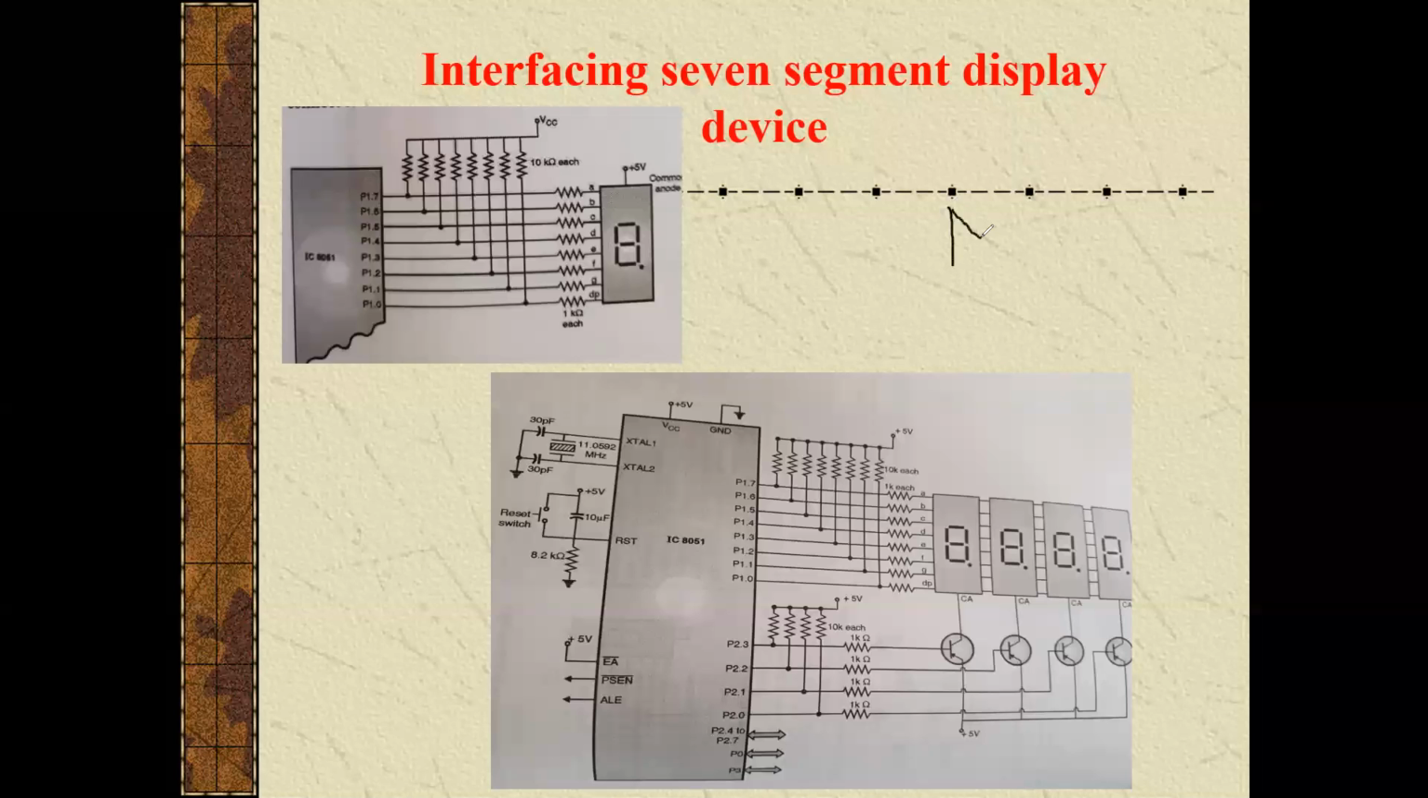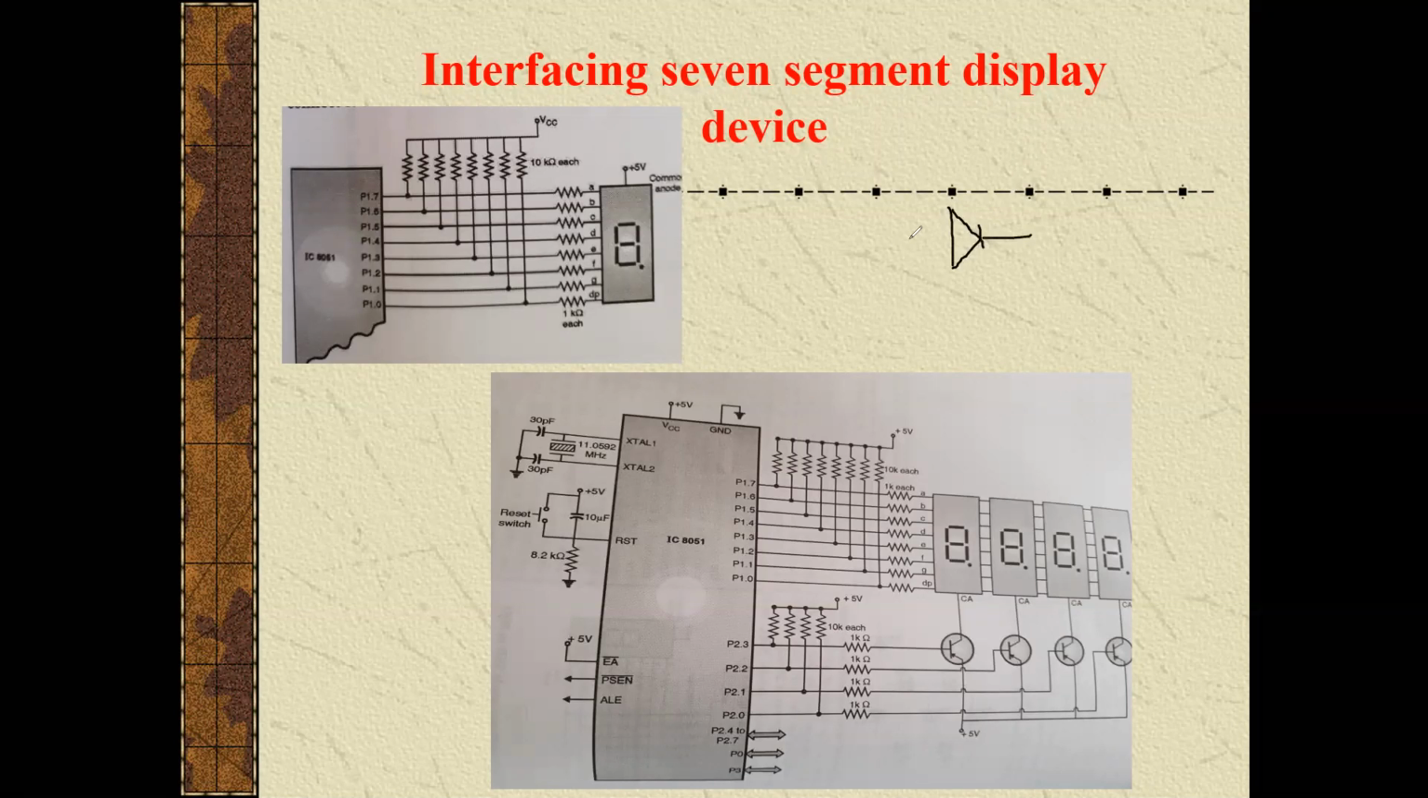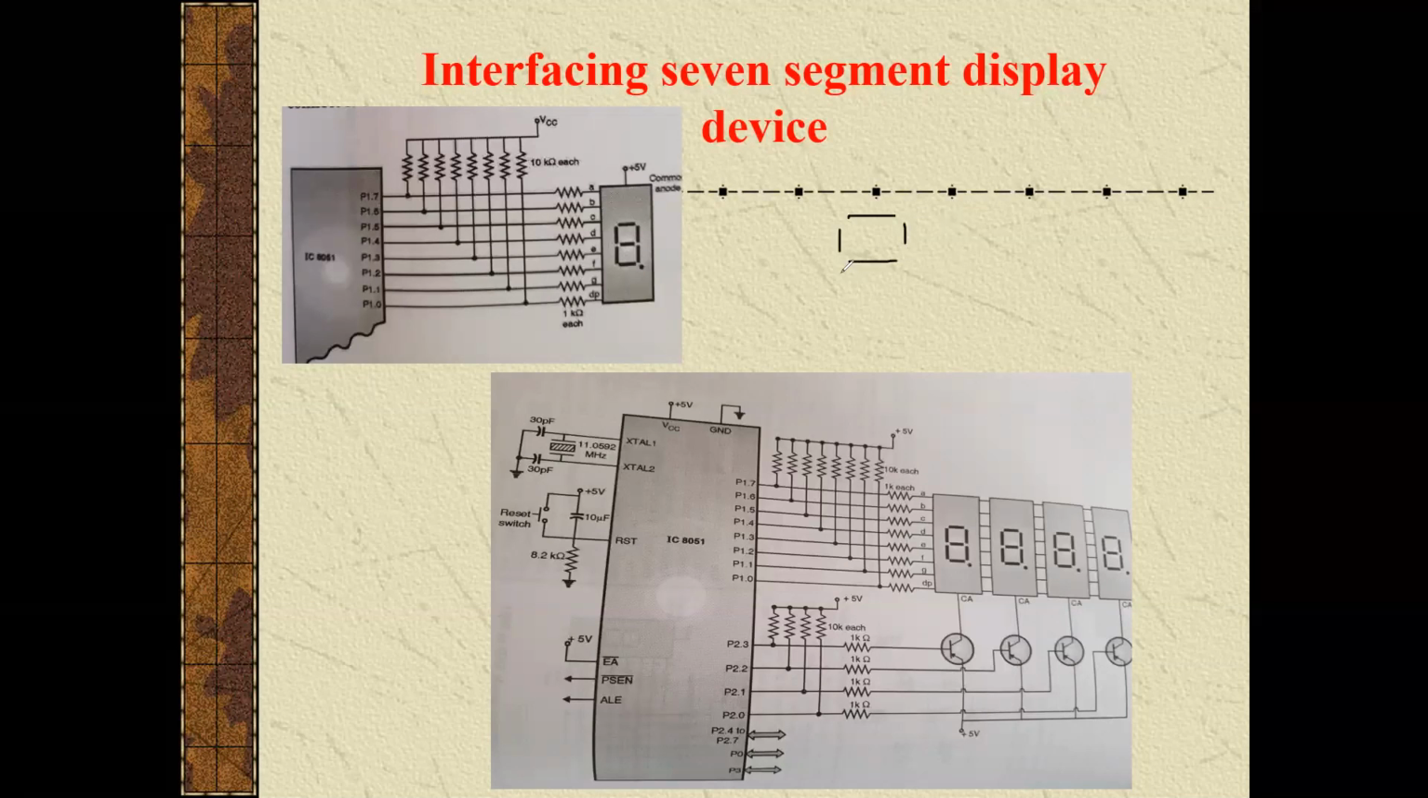This is the symbol of the LED, which has a positive terminal and a negative terminal. The positive terminal is called the anode, and the negative terminal is called the cathode. To make one complete digit display, we interface 7 LEDs together. There are two ways of connecting the LEDs: one method is common anode, and another method is common cathode.